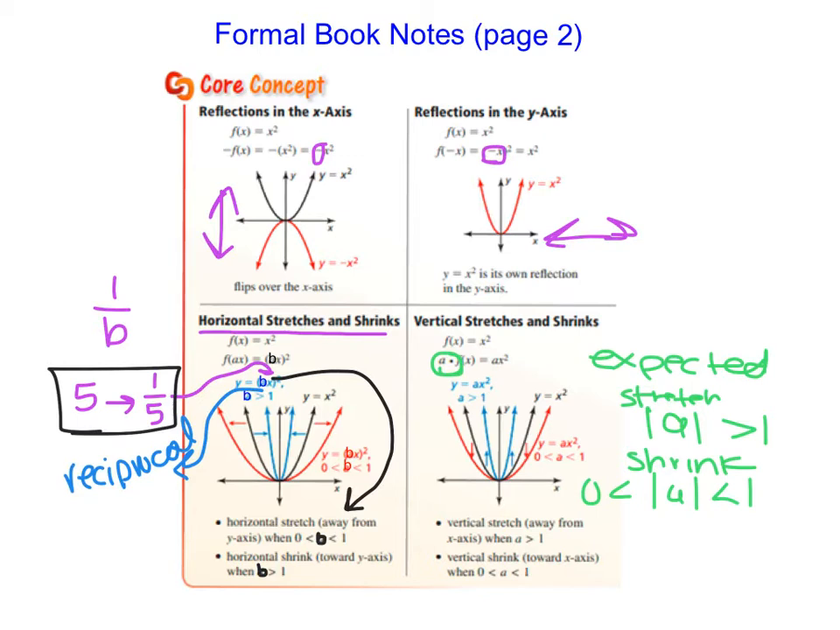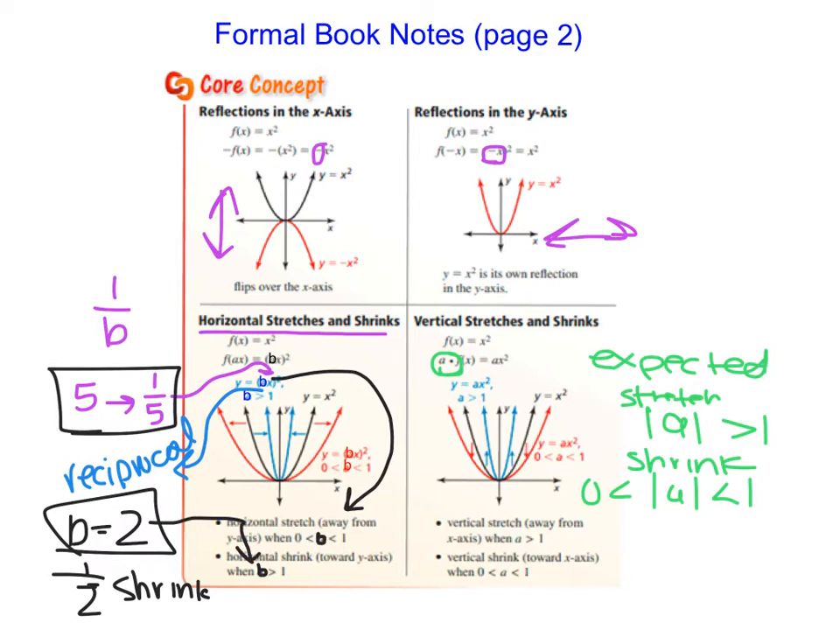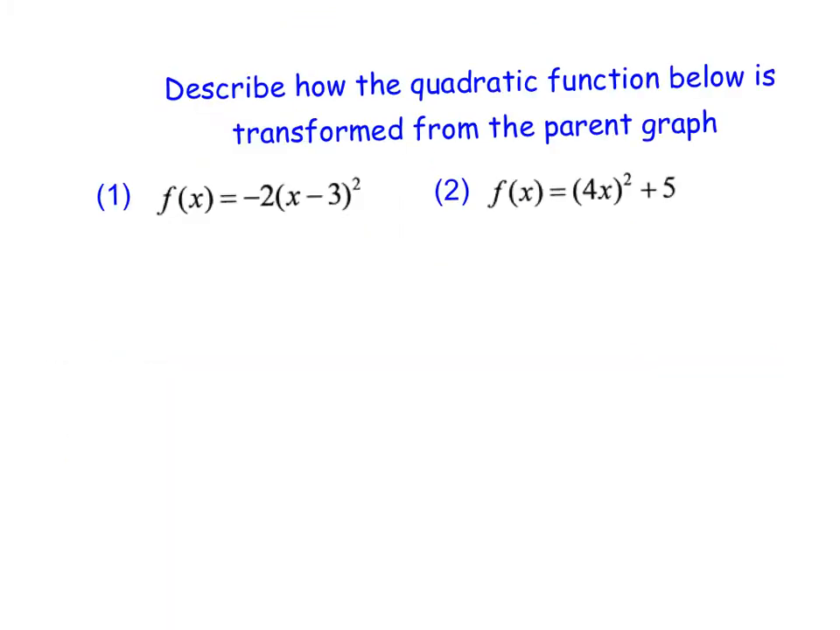But if you have a b value that is, say, 2, if your b value on the inside of your parentheses is 2, then you're going to have to flip that to 1 over 2 to figure out that this is in fact a shrink. So notice here, a b value equal to 2 produces a shrink because it becomes 1 over 2. We'll talk about that as we go, but just be very careful about how we interpret these equations, especially when it comes to horizontal stretches and shrinks. So let's jump on in and start a couple of examples.